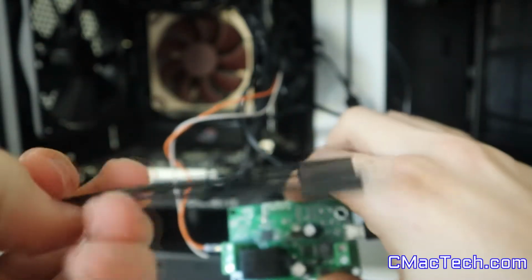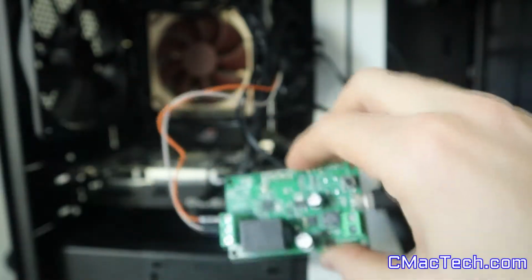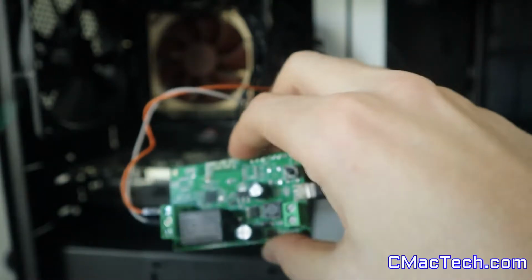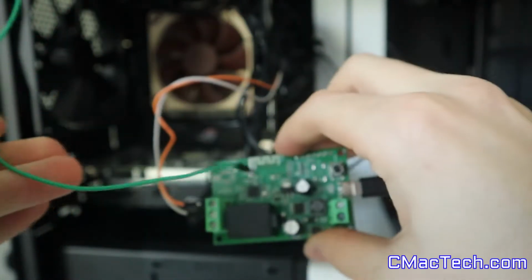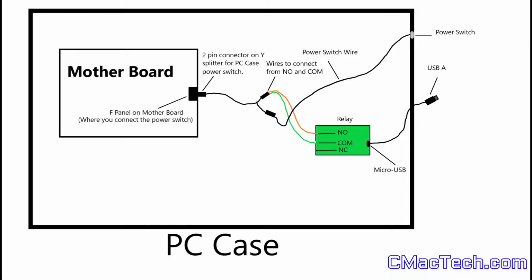But the first thing you need is this Y splitter. This splitter is going to go into your F panel of your motherboard as per the drawing. You also need these wires, as you can see right here. And again, everything you need to get is in the description.